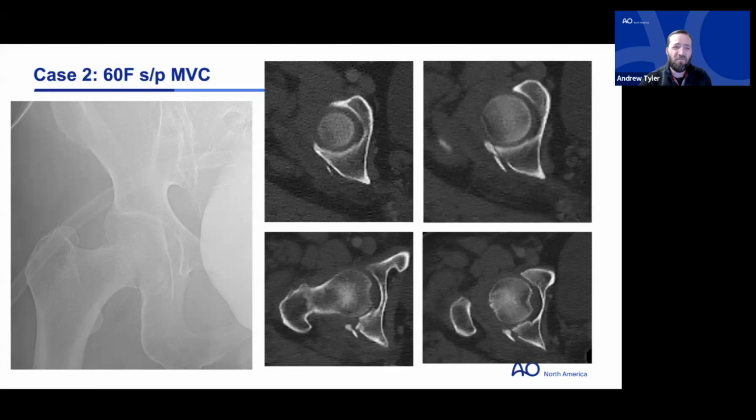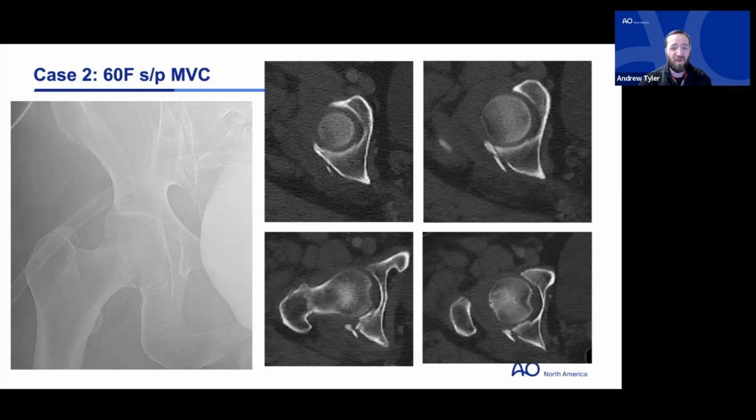Here, X-rays aren't giving you too much as far as the injury pattern. You really need the CT to help define some of what's going on, and that's what you've got on the right here. While this shows you, yes, there is a posterior wall fracture, it seems a lot smaller than the one that we looked at before. There may be some impaction as well on this that we're looking at.